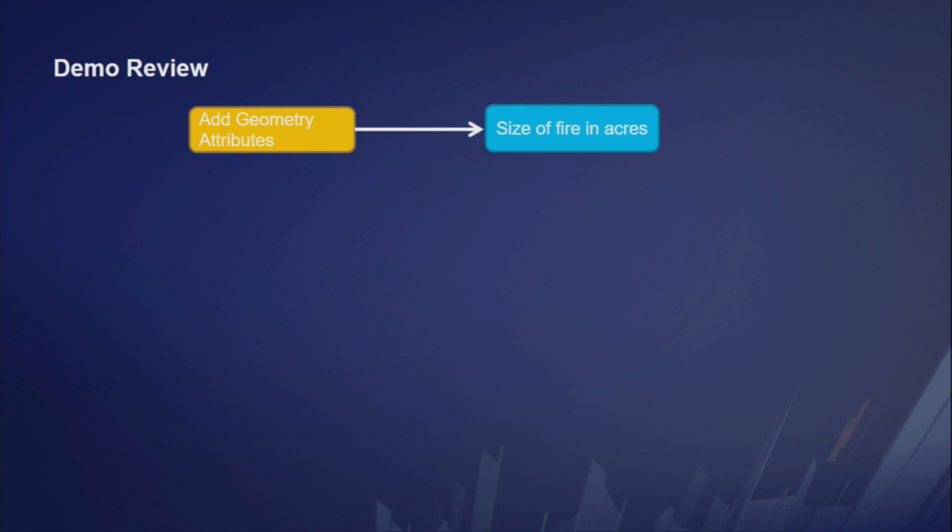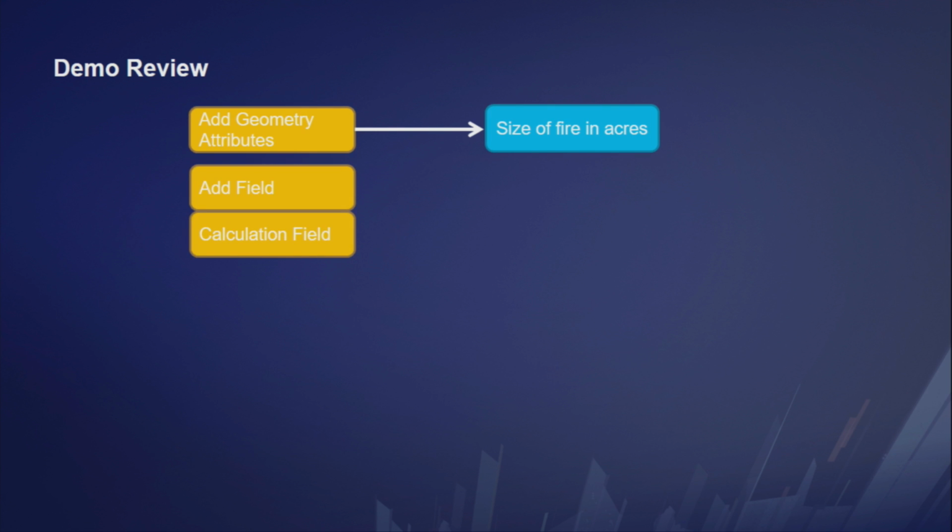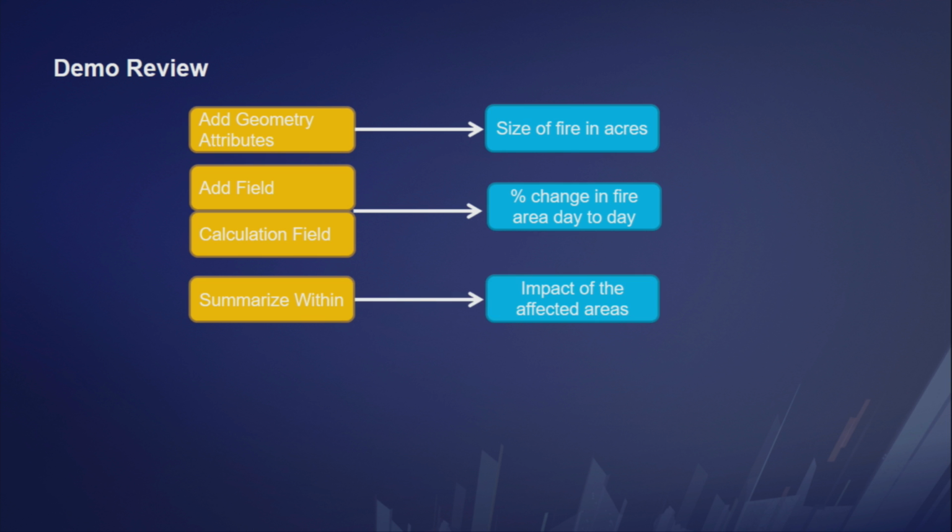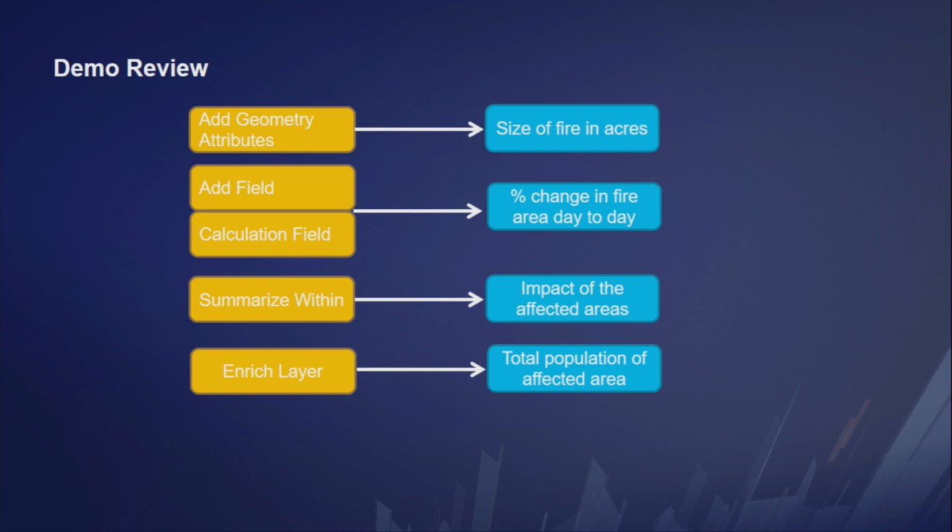So, to quickly summarize what I did: in the first demo, I used add geometry attributes to calculate the size of the fire in acres for each day. Then I did add field and calculated the percentage change in fire area from day to day. Then I used summarize within to get the impact on the affected area, and enrich layer to find the total population of the affected area.